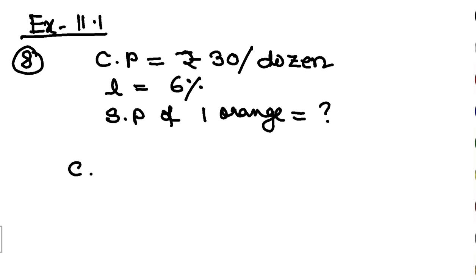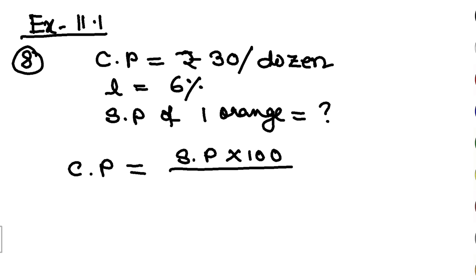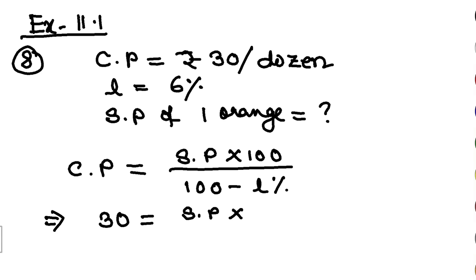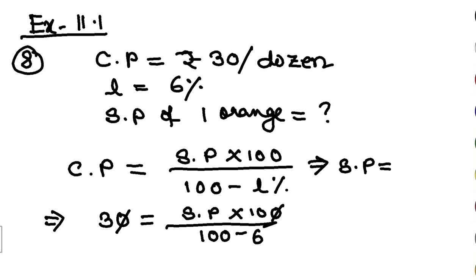Okay, so we know the formula CP is equal to SP into 100 by 100 minus loss percentage. So we know the CP is 30, SP into 100 by 100 minus 6. I can cancel from here only. So if you calculate, your SP will be rupees 28.2.